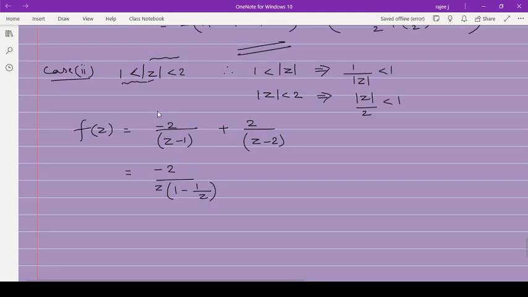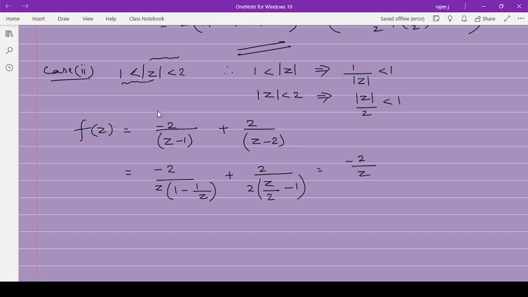We need to write this in 1 by z form. So z is taken outside: 1 minus 1 by z, plus 2 upon, this should be written as z by 2. Z by 2 means z by 2 should come here, so we will write z by 2 and 2 will be here, minus 1. Okay, this 2 is taken outside, so z by 2 minus 1. So that z by 2 is less than 1. Okay, then this is equal to minus 2 upon z.